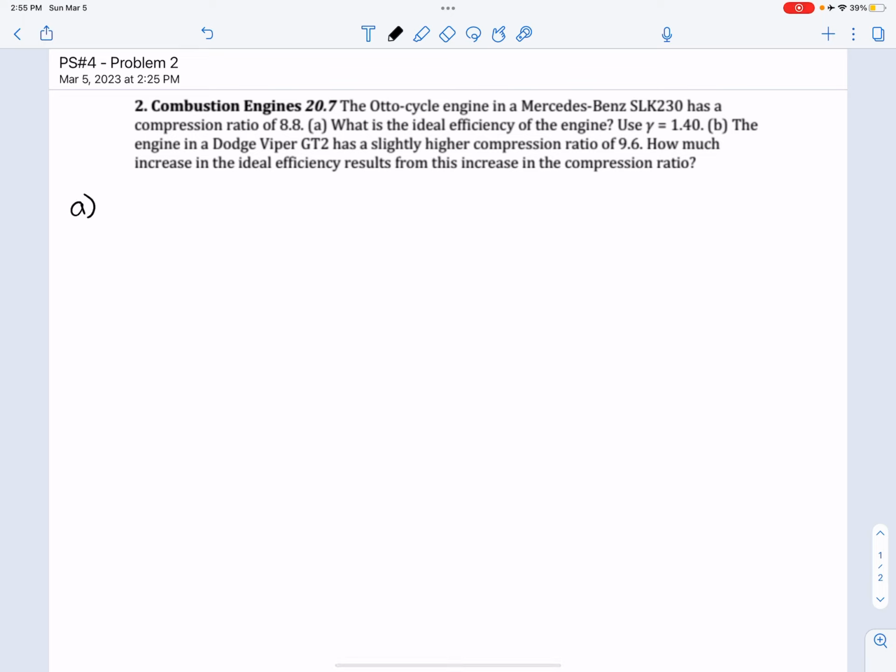So part A, write down our givens for the SLK 230. Its engine has a compression ratio of R equals 8.8, and we're going to use 1.4 as a value for ratio of molar heat capacity, which is symbolized by gamma. So gamma is 1.4.